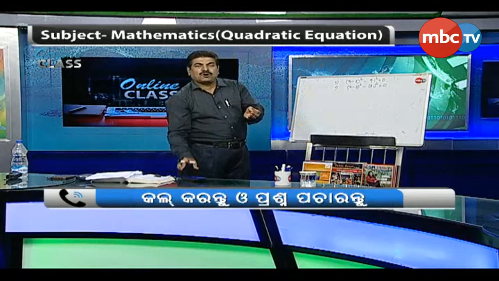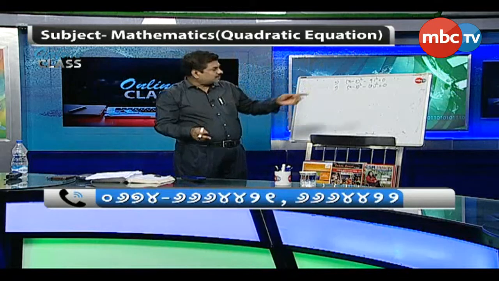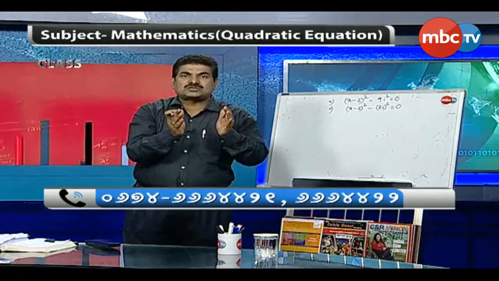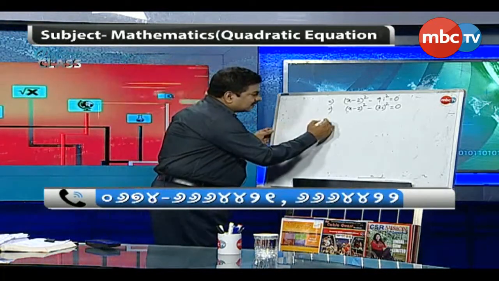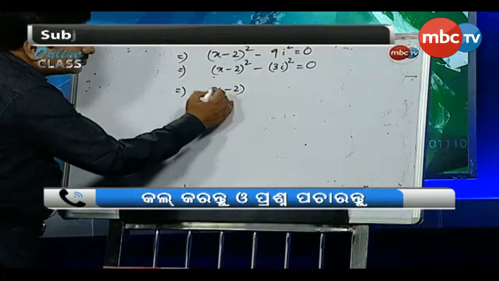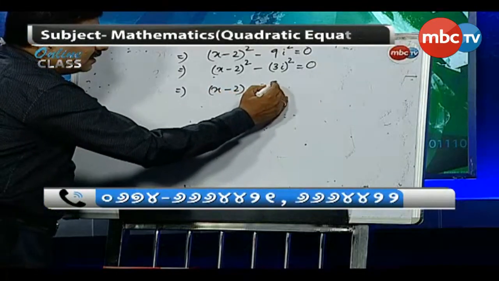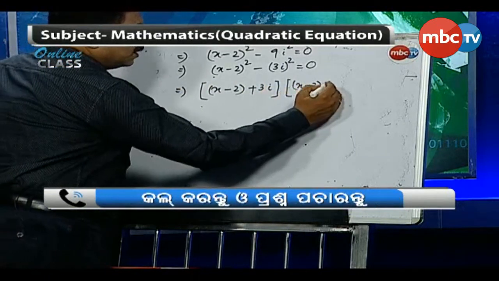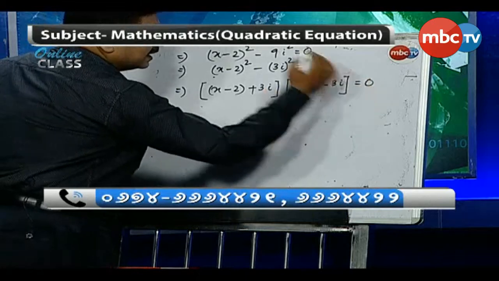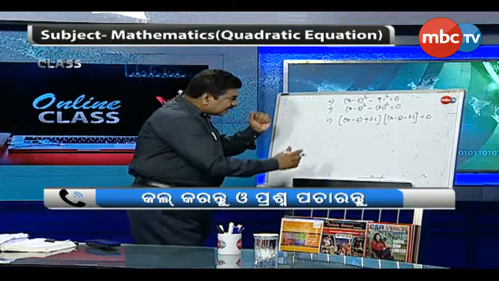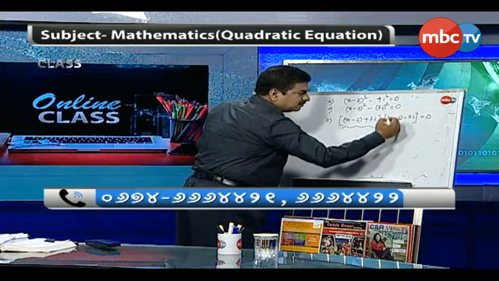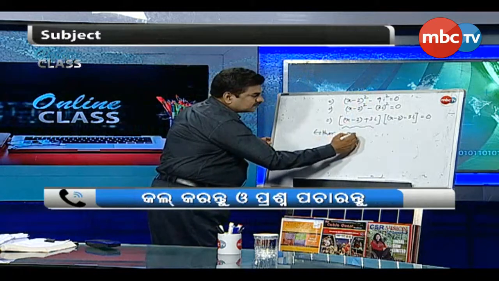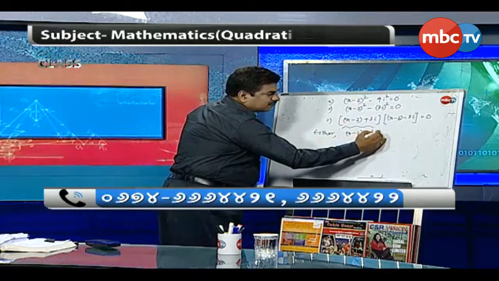Again, this is in the form of a square minus b square equal to 0. We know that a square minus b square is equal to a plus b into a minus b. That means here we can write this as x minus 2 plus 3i, dear. This is one part, and the second part is x minus 2 minus 3i, which is equal to 0, dear. Here you see again, either this part is equal to 0 or this part is equal to 0. That means either x minus 2 plus 3i equal to 0.